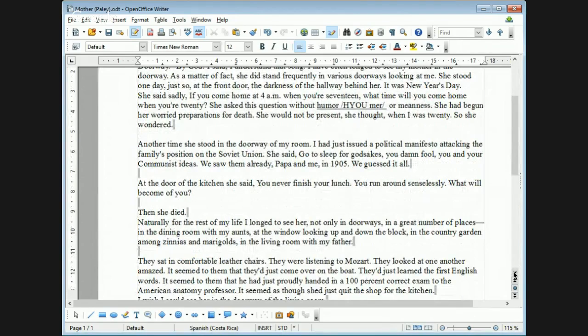Another time, she stood in the doorway of my room. I had just issued a political manifesto attacking the family's position on the Soviet Union. She said, "Go to sleep for God's sakes, you damn fool. You and your communist ideas. We saw them already. Papa and me in 1905. We guessed it all." At the door of the kitchen, she said, "You never finish your lunch. You run around senselessly. What will become of you?"